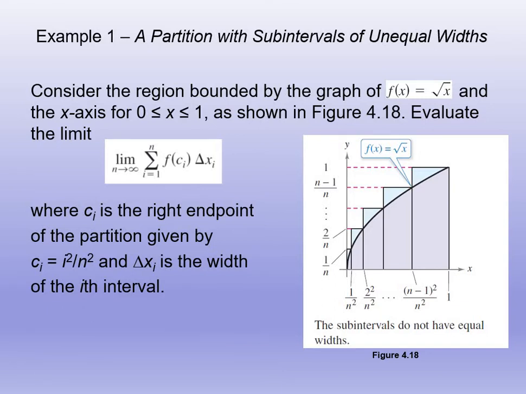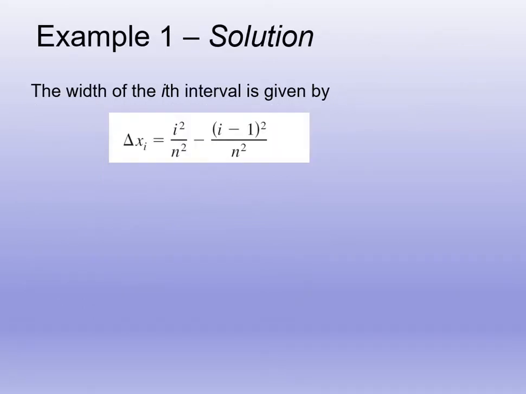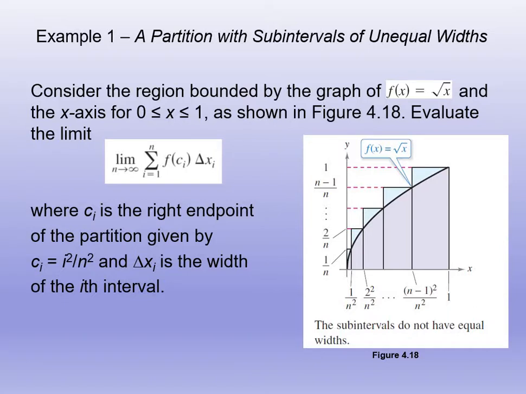See, the problem here is if we take a look at the width of our interval, they're not all going to be the same. Alright, so we've got to make sure that we work through this. This is where Riemann sum is going to help us out. So if we take a look at the width of the ith interval, remember we have i squared over n squared minus (i minus 1) quantity squared divided by n squared. So we can see where those values come from.